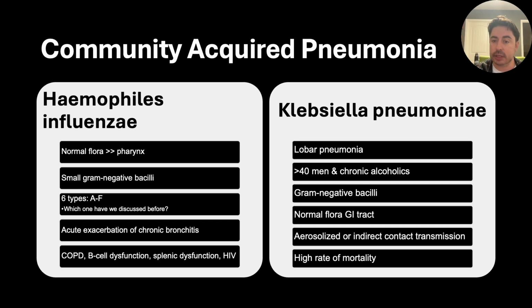Like I said, it usually leads to a lobar pneumonia, and we see this with men older than the age of 40 with chronic alcohol abuse. It doesn't have to happen that way, but that's where we see an increase in risk factors. This is a gram-negative bacilli, and it's actually normal flora in your GI tract. So this is a bacteria that is normally in your GI tract.